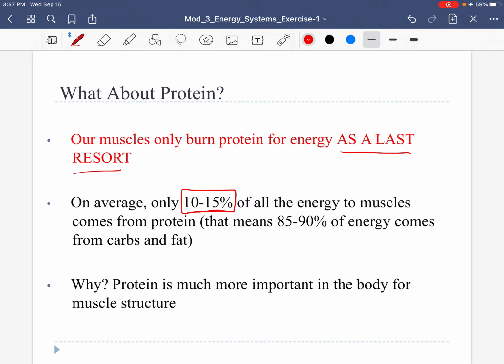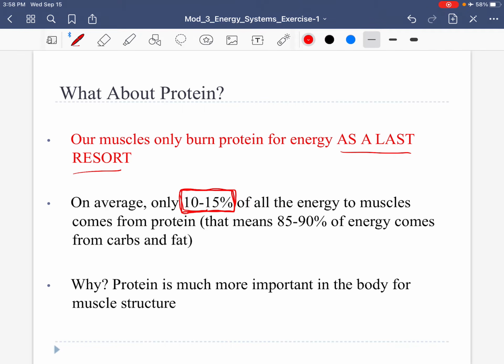I'd like you to know this number, even though it's not red. I'm putting it in red now. Usually, we only want about 10 to 15% of all of our energy coming from the nutrient protein, which means 85 to 90% we want to be utilizing carbs and fat. If we start to burn more than that protein, it's going to take away from protein's other functions.